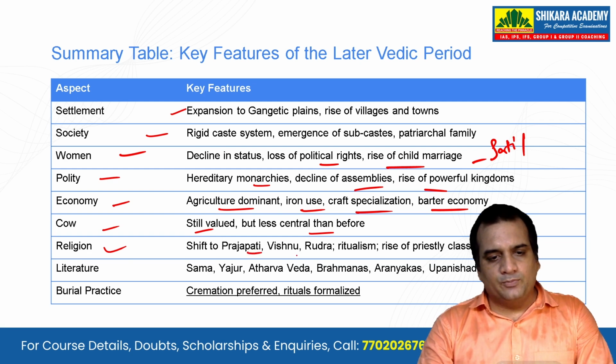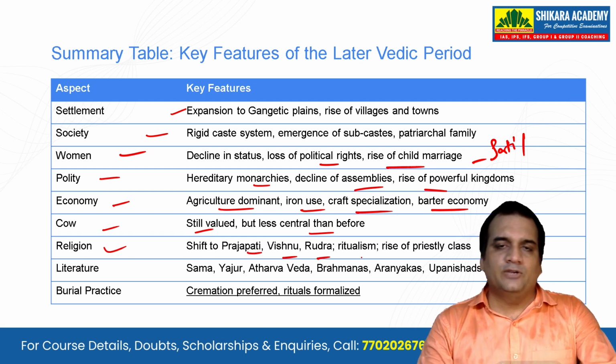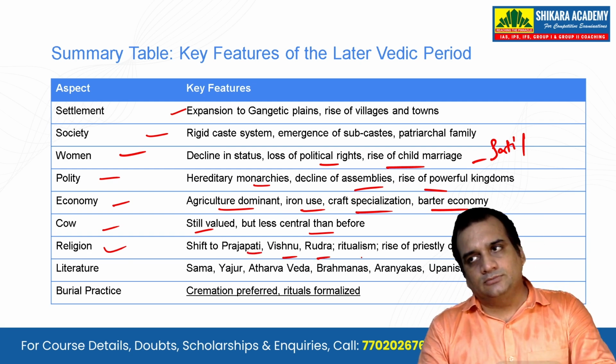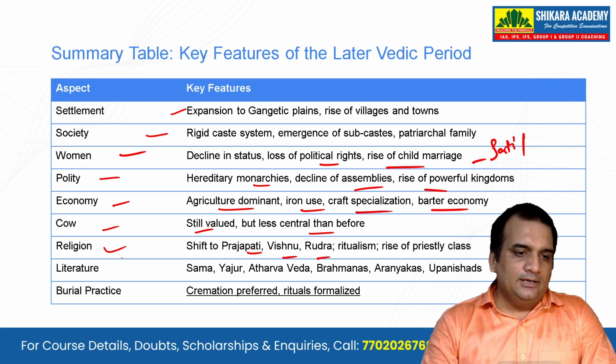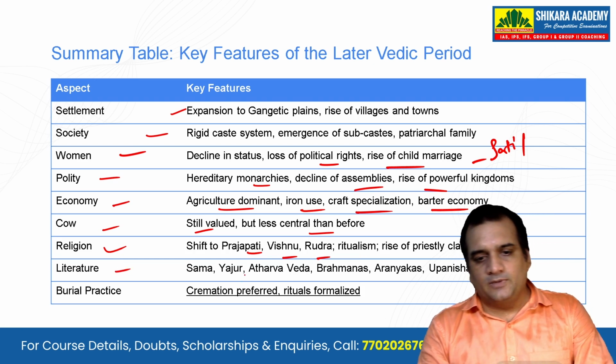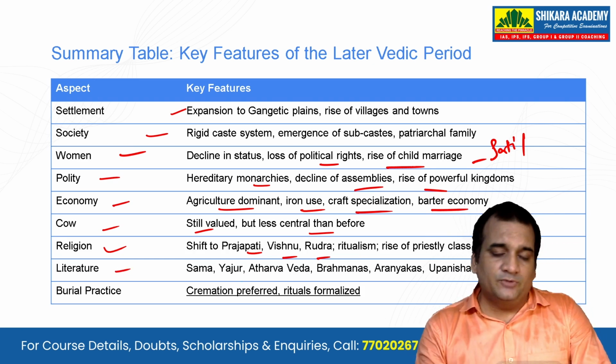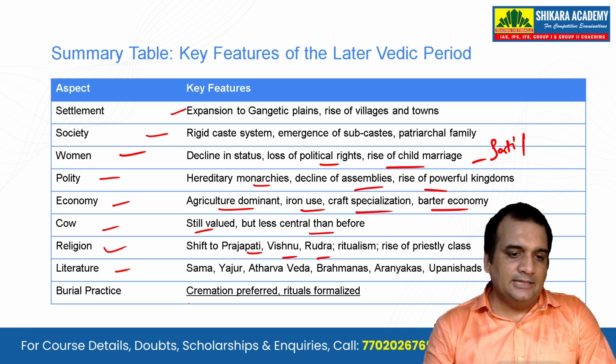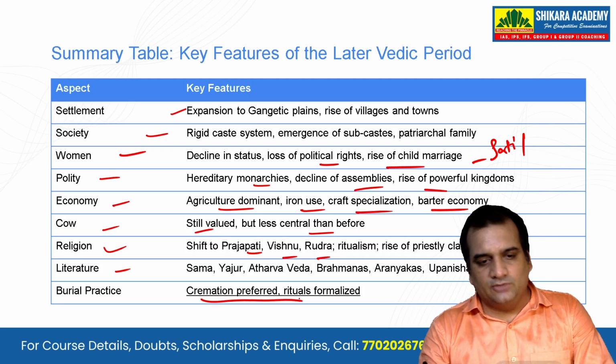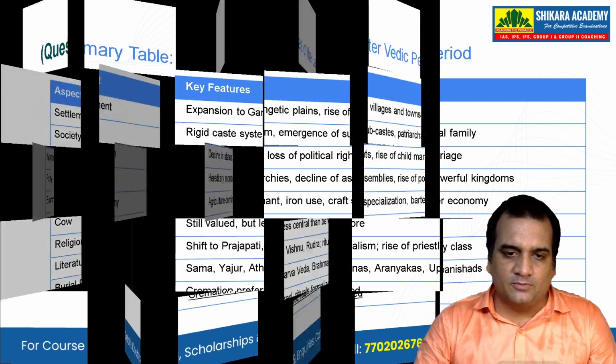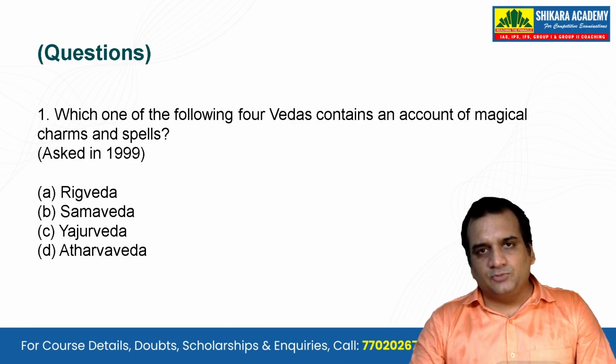Religion: shift to Prajapati, Vishnu, Rudra. Before it was Indra, Agni and Varuna. Literature: Sam, Yajur, Atharva, Brahmanas, Aranyakas, Upanishads. Before it was only the Rig Veda. And in burial practice, cremation will now be preferred. Rituals will be formalized. Let's see some of the questions, guys.